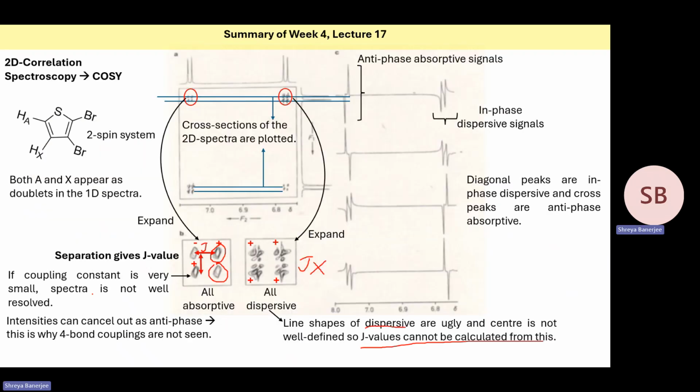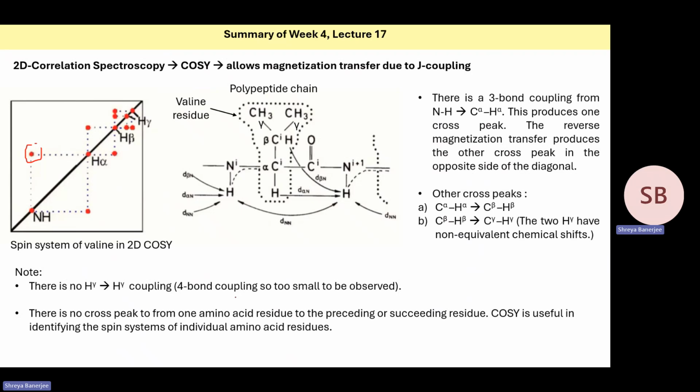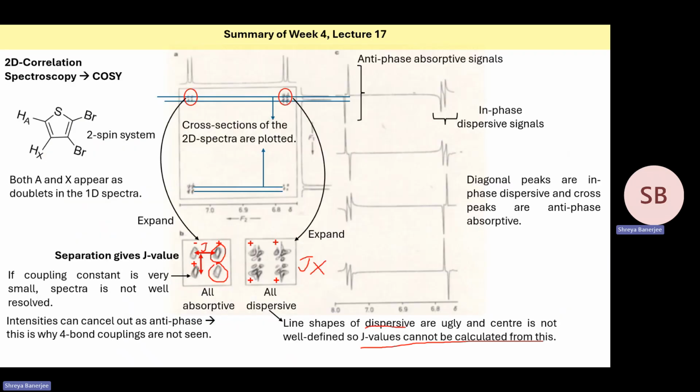That is one thing we saw here: four-bond coupling was not seen. If you see this point, there was no four-bond coupling. Why is four-bond coupling not seen? We know that four-bond coupling is very small, hardly 2 to 3 Hertz. And because it is so small, these peaks will merge with each other.